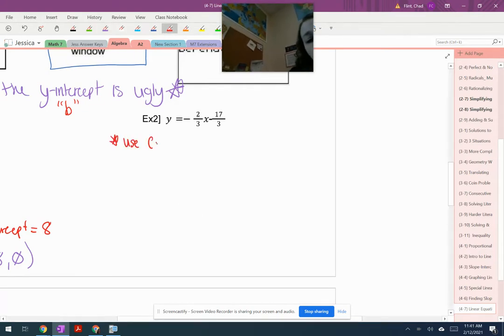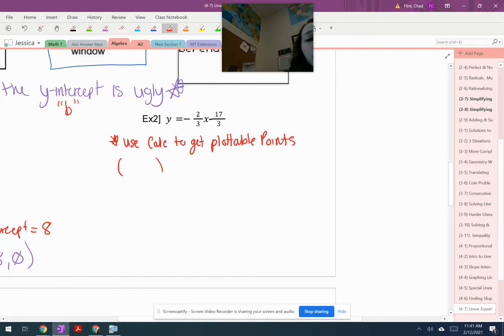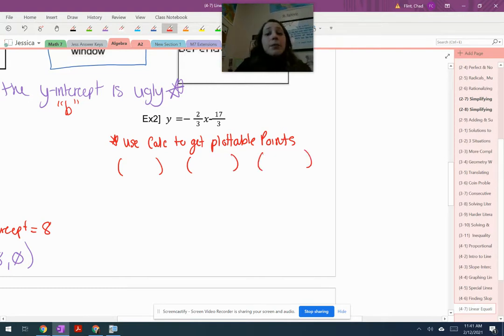I'm going to use the calc to get plottable points. And when I say plottable points, I mean points that are whole numbers that I can clearly plot on a graph.